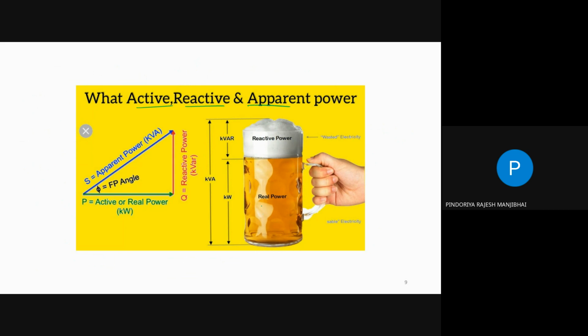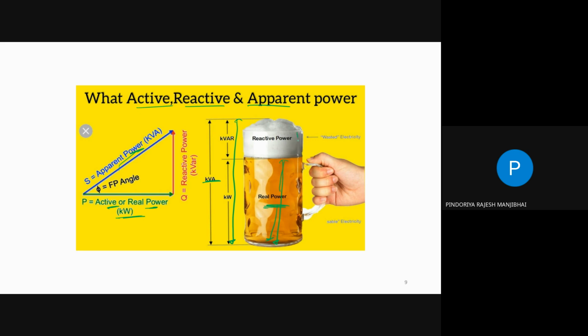Suppose you have a glass. The total volume of this glass, that is your kVA, we can say the apparent power. So total power, correct? From this triangle diagram, we can say active power, otherwise the real power. This quantity is the active power, that we can consume, correct? Maybe this is any liquid, maybe juice, maybe Coca-Cola, anything, correct? We can take this, it is consumable, so this is the real power.